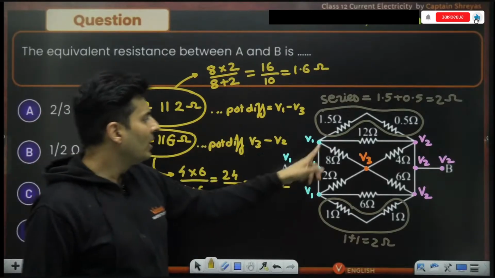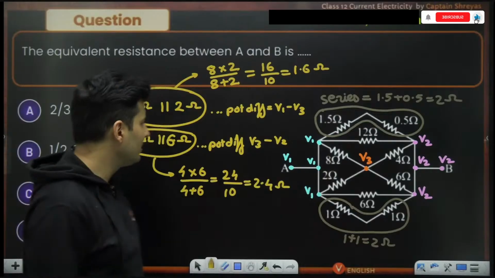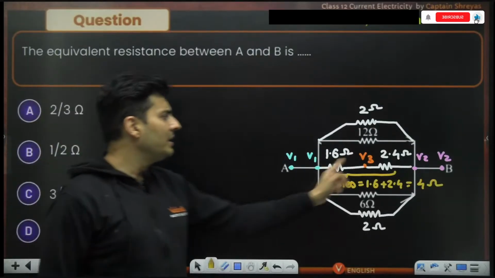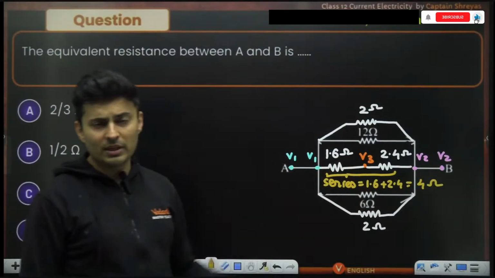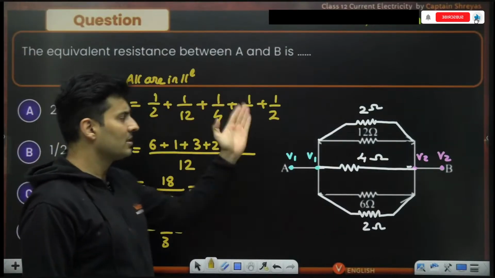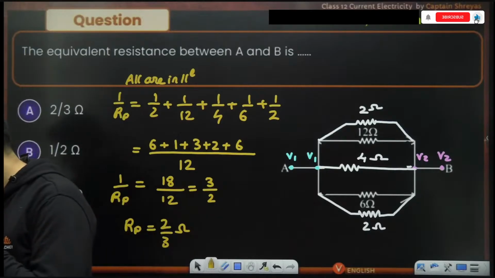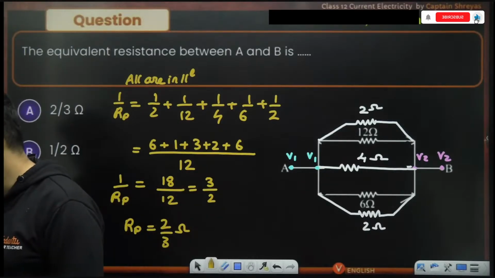They directly see, oh, 8 and 2 are in series, 4 and 6 are in parallel, and those two are in series. Directly they write this diagram without even drawing the intermediate ones. And then they say, oh, all of them are in parallel, so use this reciprocal addition formula. Cool, Rama. Perfect. Awesome.